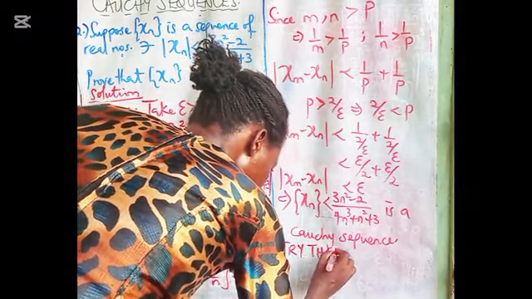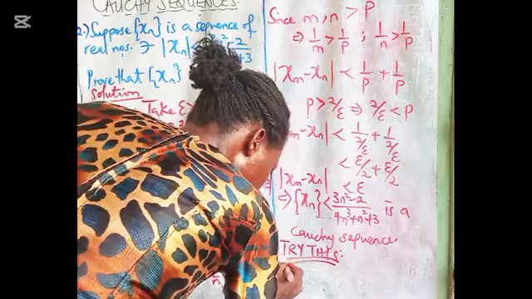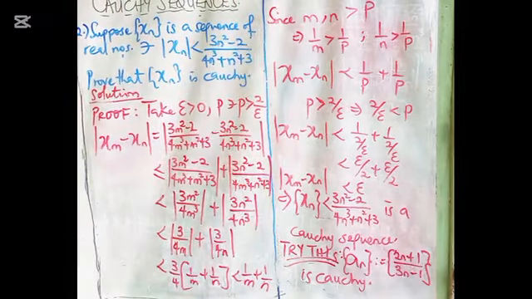You can try this and determine whether the sequence a sub n, defined as 2n plus 1 over 3n minus 1, is Cauchy. If you are able to solve that, and if you are able to determine whether it is Cauchy or not, leave a comment for me.